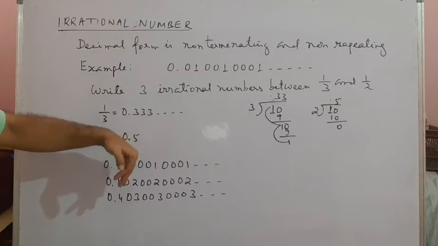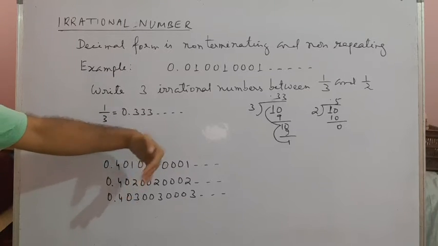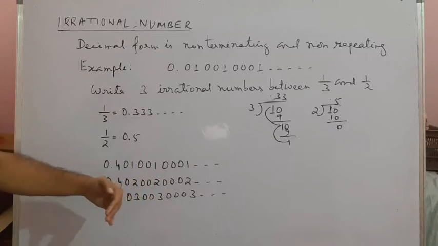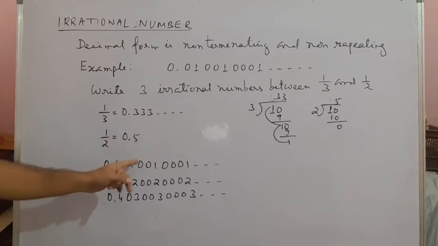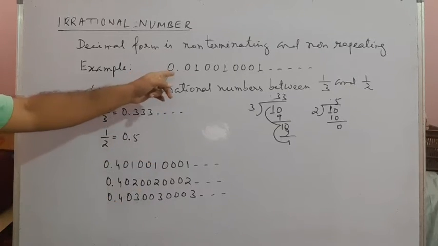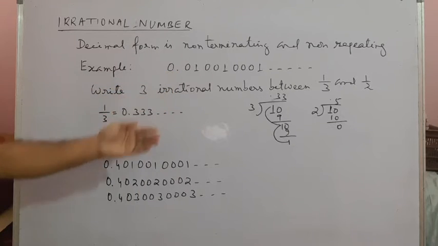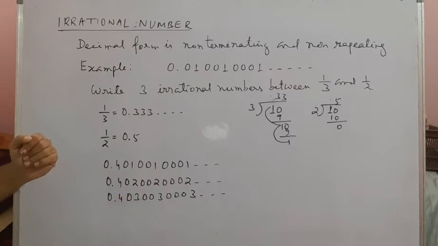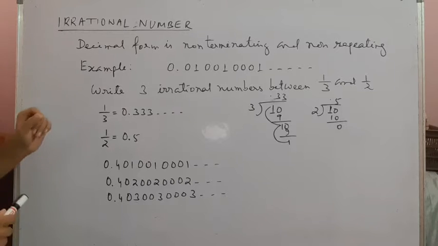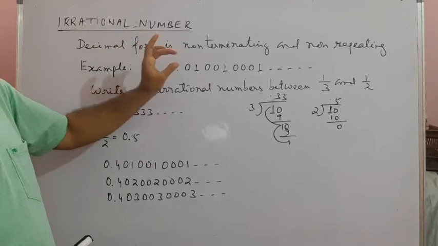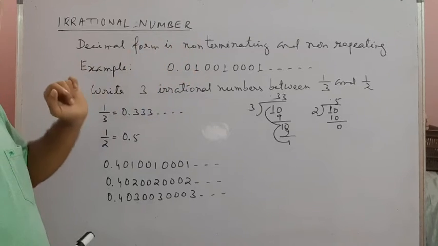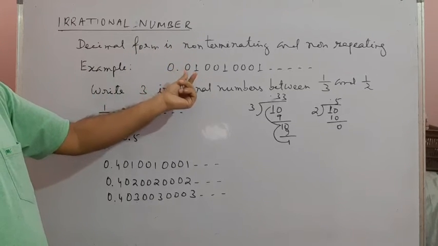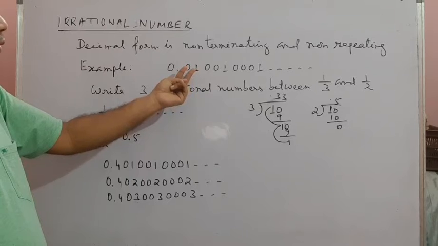Now you have to make it non-terminating and non-repeating. So how can I make it non-terminating and non-repeating? For that I write 0 1 0 0 1. I already explained how to make it non-terminating and non-repeating. I have done it like that. So the definition of irrational number, which we already got, is that it is a non-terminating and non-repeating decimal. How can you write this one? Just you take two digits and you write it.